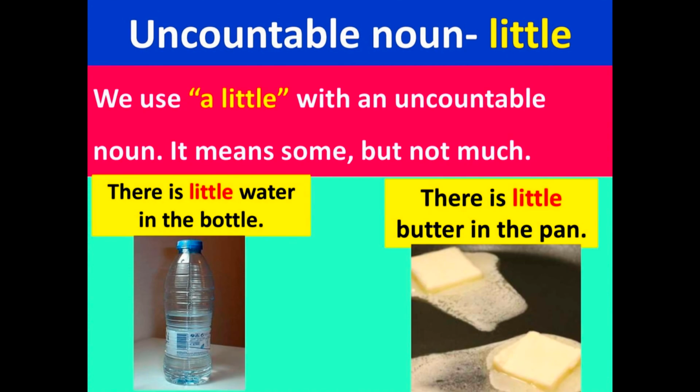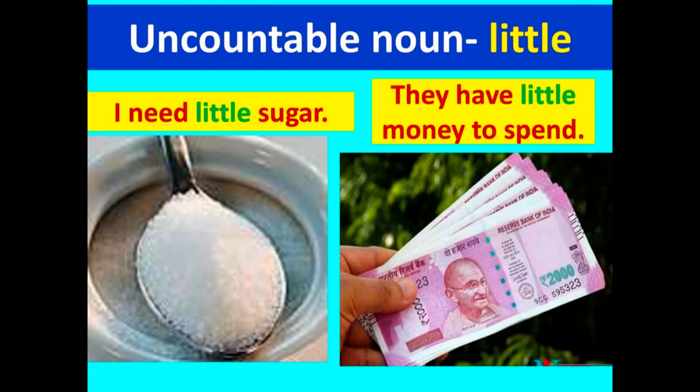Uncountable noun: little. We use a little with an uncountable noun. It means some, but not much. Example: there is a little water in the bottle. There is a little butter in the pan. Examples for uncountable noun: little. I need a little sugar. They have a little money to spend.